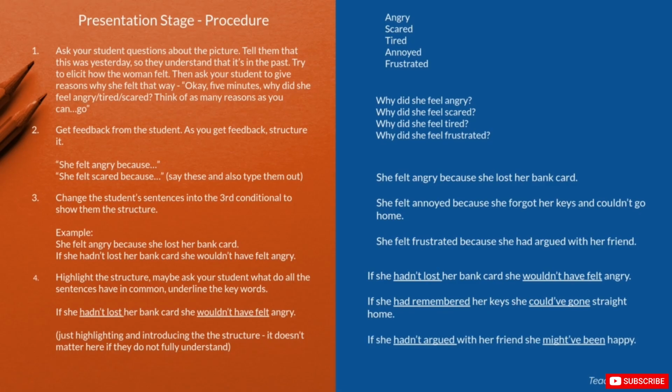She felt frustrated because she had argued with her friend. If she hadn't argued with her friend, she might have been happy. Hadn't argued, had remembered, hadn't lost. And it's here where you could ask your student, just highlight this here, like I'm doing. What does every sentence have? Hadn't lost, had remembered. And pause there, see if your student's going to read this. Just see if they can pick up that there is a connection, a common structure to all these sentences.